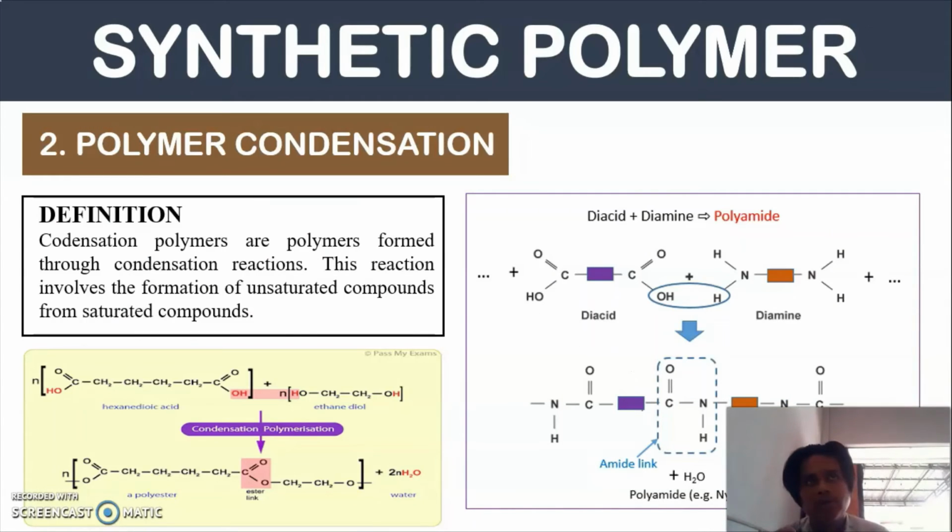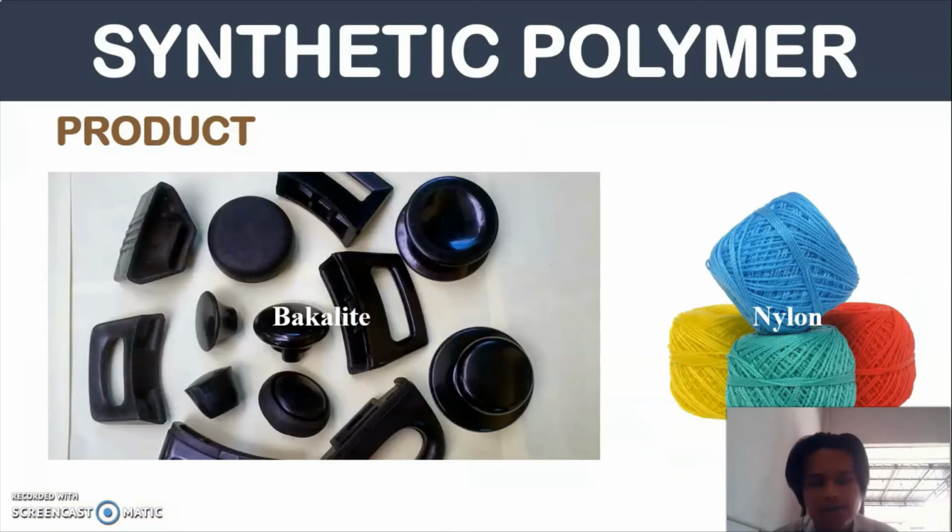Last but not least, there are condensation polymers. What is a condensation polymer? Condensation polymers are polymers that form through a condensation reaction. This reaction involves the formation of unsaturated compounds from saturated compounds. The products of these synthetic polymers are bakelite and nylon.